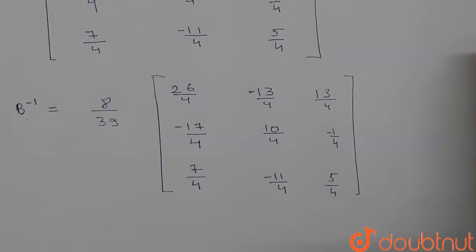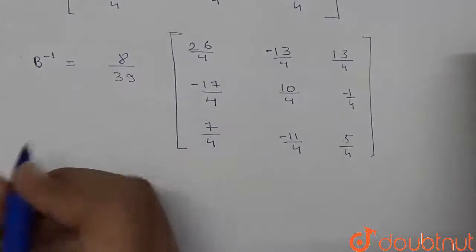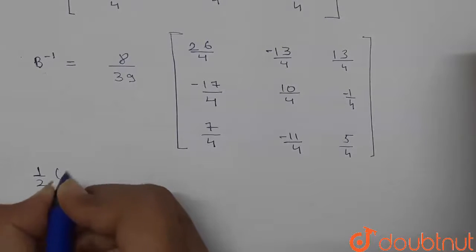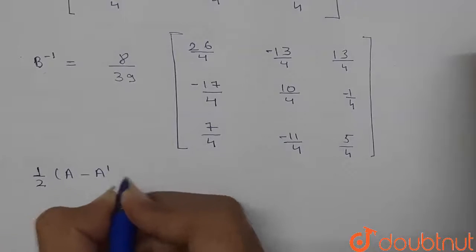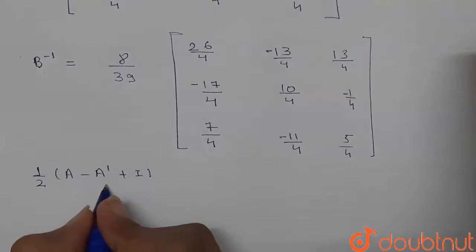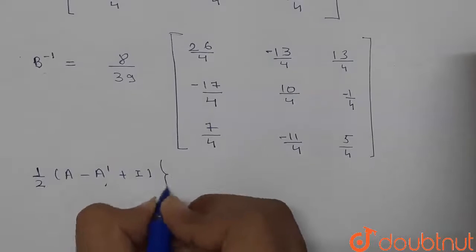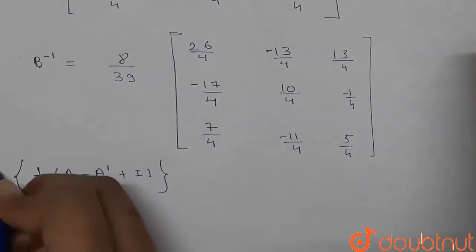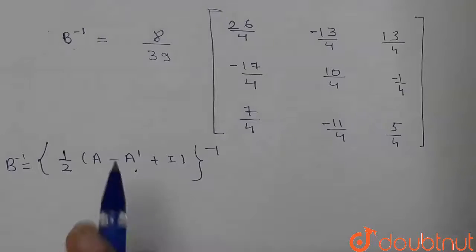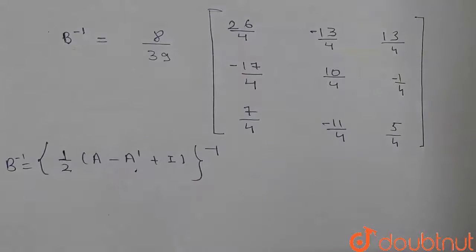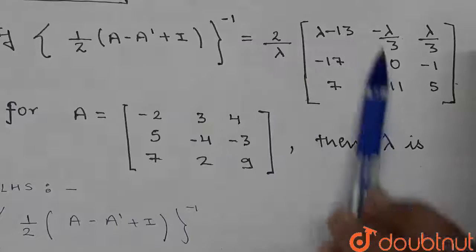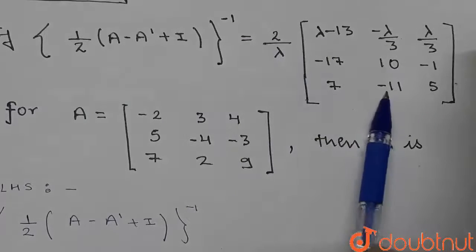What we took as B was 1 upon 2A minus A transpose plus I. That was B, calculated, and its inverse was B inverse. That means we are getting this value equal to this. But if you look at the question, we are given the value of this whole thing equal to this. So we can equate this with what we have derived right now.